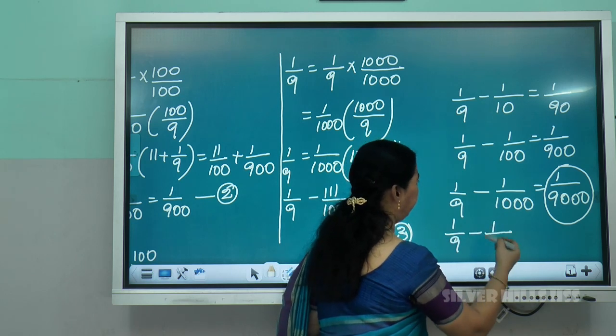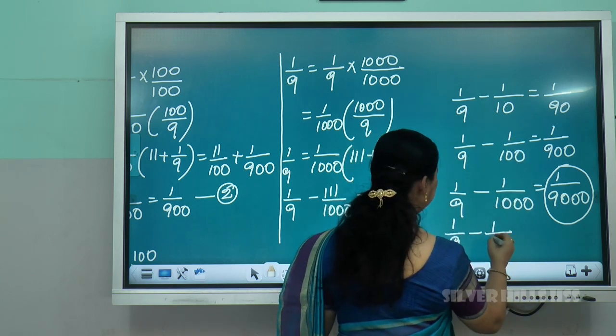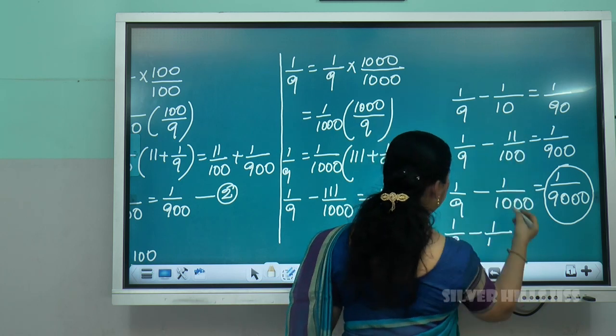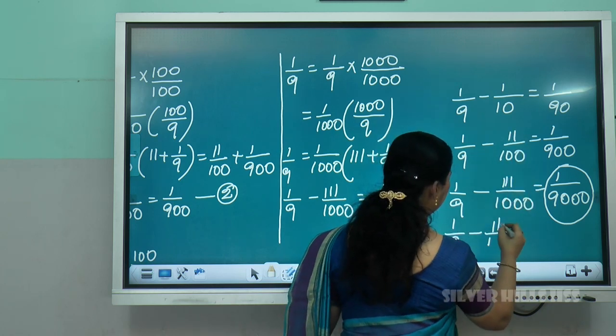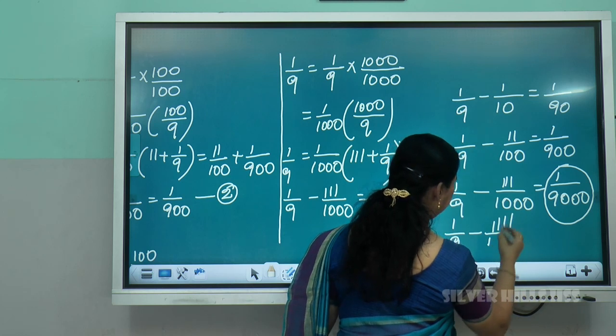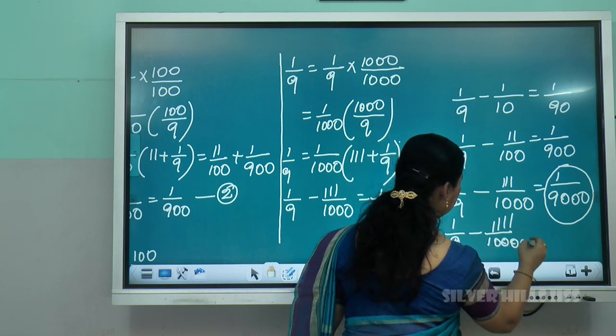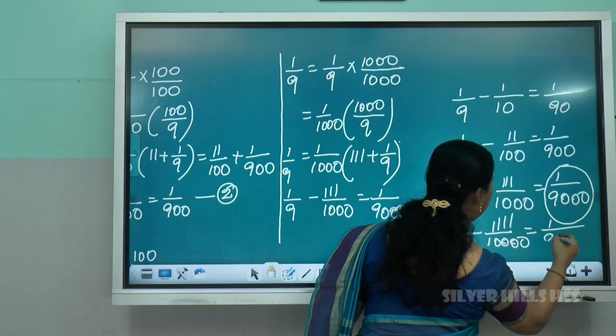If I am writing one more step, 1 by 9 minus 1 by, the next step will be 1111 by 10,000, it is equal to 1 by 90,000.